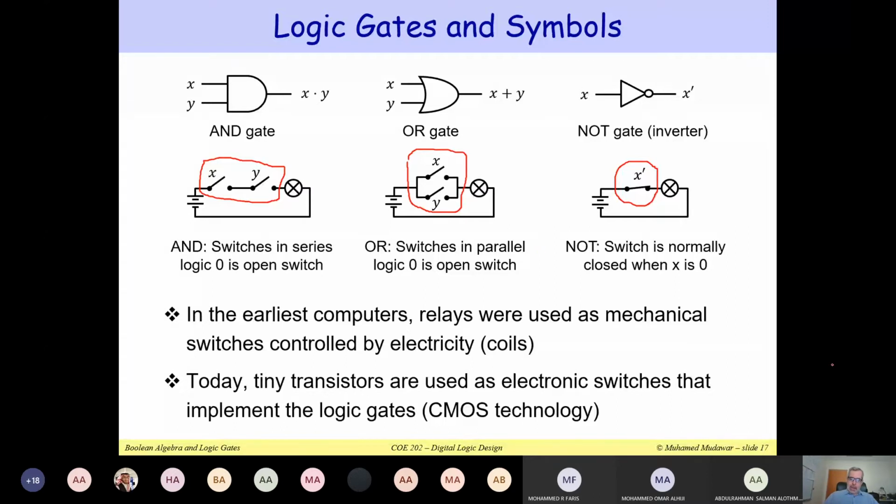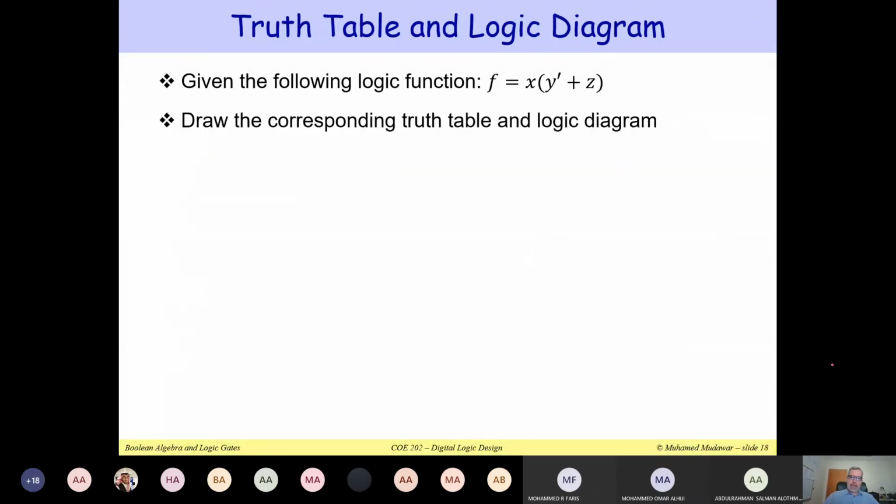So now, the idea is we would like to use these gates to implement logic functions. Because later, when I would like to design a circuit, the circuit can be described by a logic function, and I can draw the logic gates for the given function. So given the following logic function, the first thing we can do is draw the truth table, and then we can draw the logic diagram.